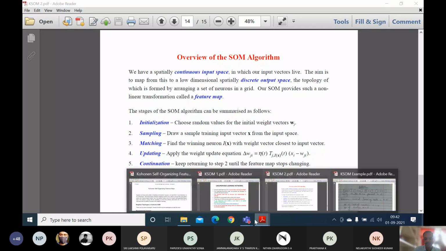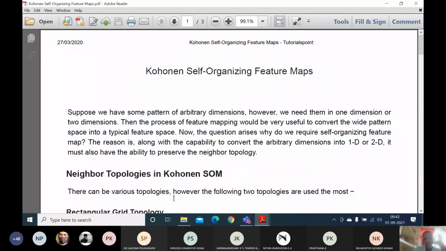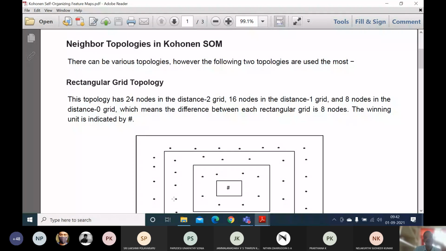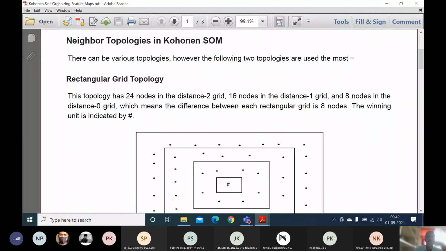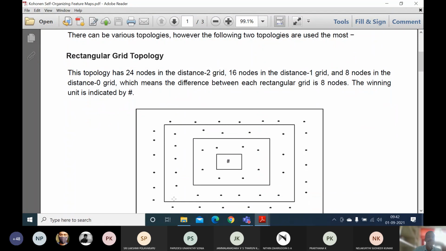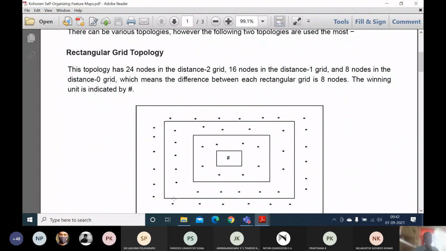So apart from this, we have the neighbor topologies in coherent. So we have various types of topologies. But here, with respect to the coherent self-organizing map, we use two types of topologies. One is considered as the rectangular grid topology.